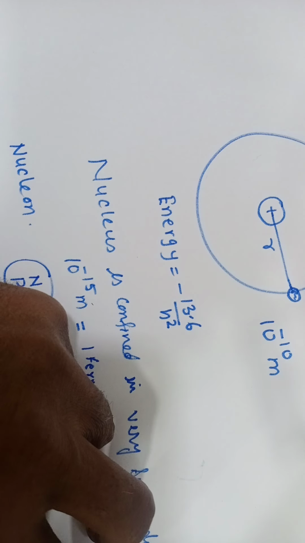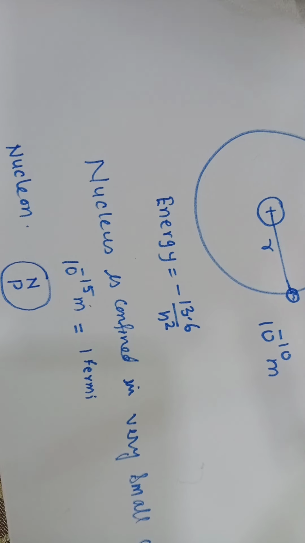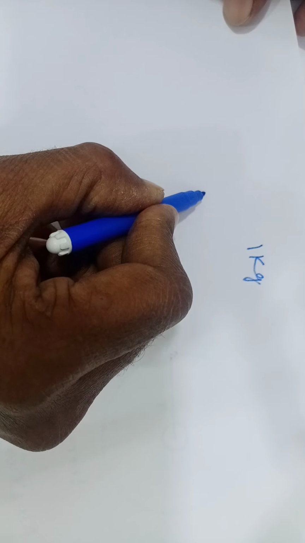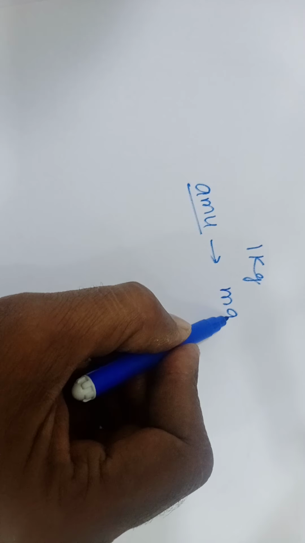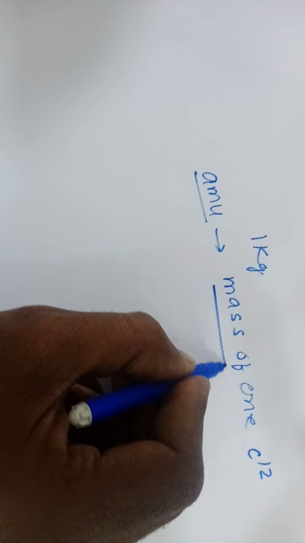So the question is, in the nucleus, how do you measure the mass of small particles? Generally we measure mass in kilograms, 1 kilogram, 2 kilogram, but in atomic physics we use the AMU unit, that is called the atomic mass unit. One atomic mass unit is equal to 1 by 12 of the mass of one C12 atom, the isotope of carbon.